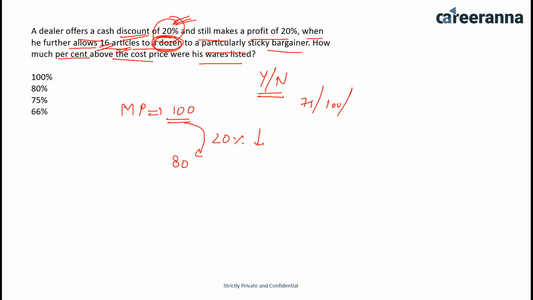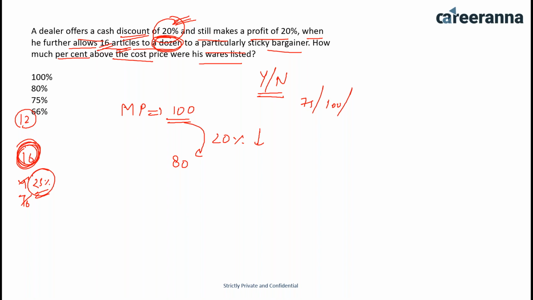Okay. Also, he allowed another discount, which is 16 articles to a dozen. That means I gave him 16 articles, but he paid for 12 only. That means how much discount did I give him? 4 out of 16. 4 out of 16 is 25%. Isn't it? Any doubt? Is it clear, guys? 25%?